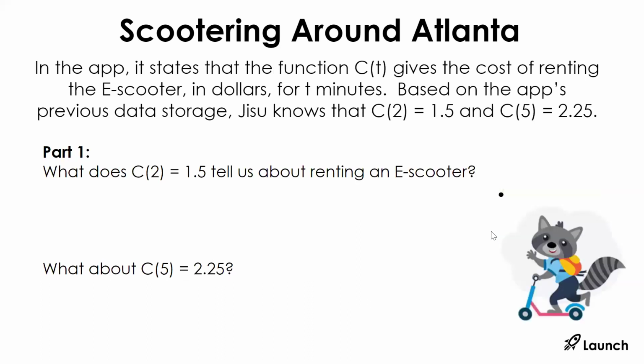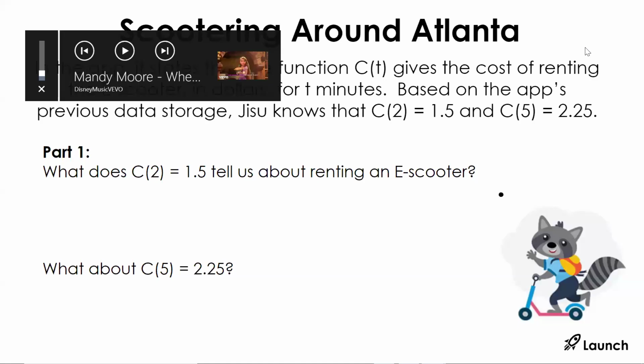Okay, cool. All right, so on your paper, that should say part 1 up at the top. In the app, it states that the function C of t gives the cost of renting the e-scooter in dollars for t minutes. Based on the app's previous data, we already went over that. So what does C of 2 equal 1.5 tell us about renting an e-scooter? What about C of 5 equal 2.25? I want you to take a moment. Write out your thoughts on your paper, and let's discuss. Take a second. All right, so tell me what this means.